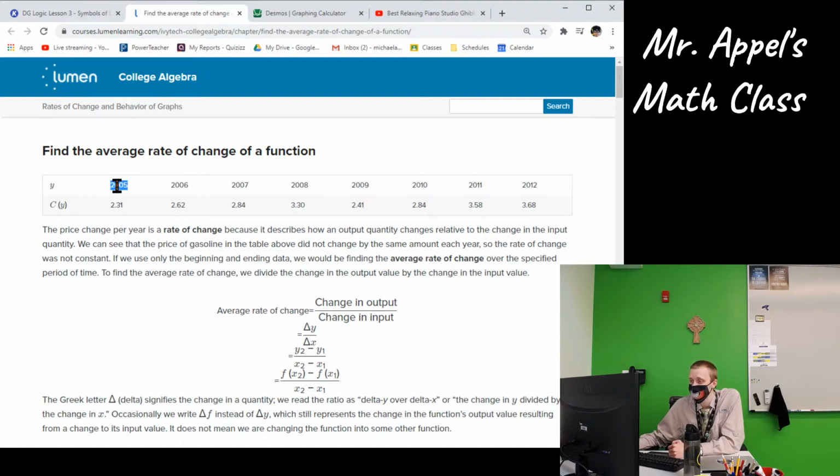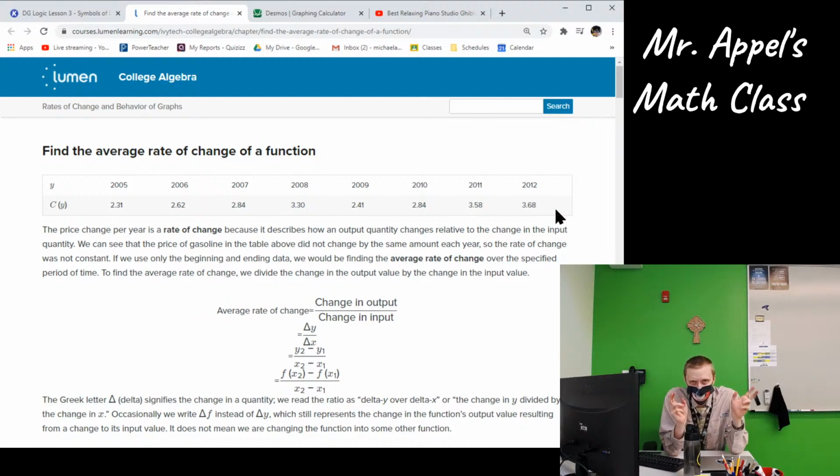So as the years go by, 2005, 6, 7, the cost per gallon changes from 231, 262, 284. Notice there's been a general upward trend. Oh, nope, it dropped back down. Oh, then it starts growing again. 358, 368, right? So it's changing, it's fluctuating. And we want to know, this is a very common math application question. Okay, how is it changing, right? That's generally what calculus is going to ask.